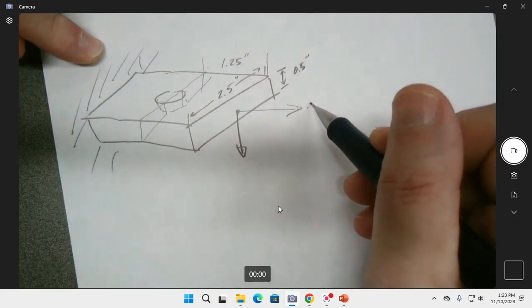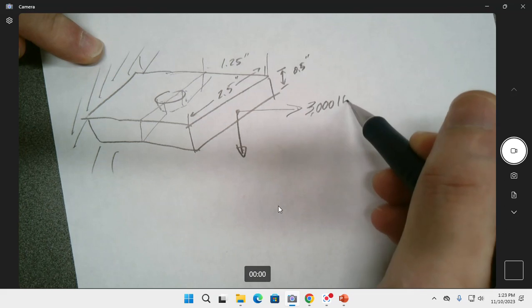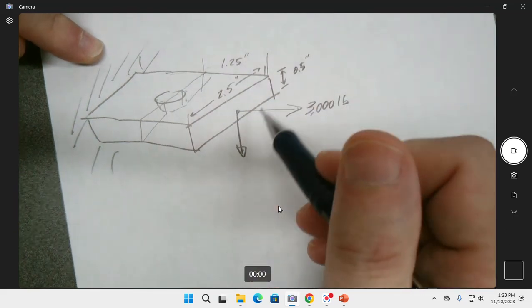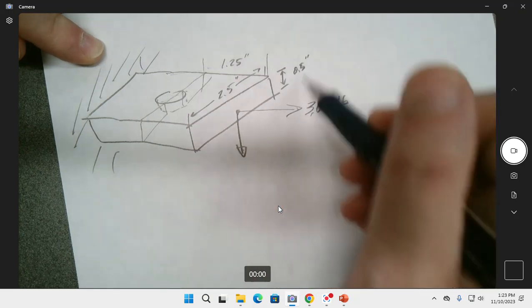1,000 pounds? 2,000 pounds? 3,000 pounds. We're going to make it stupid big. 3,000 pounds. What is this damn thing? What is this? I don't know. Some kind of bracket. Somebody decided to hang something off of right here.